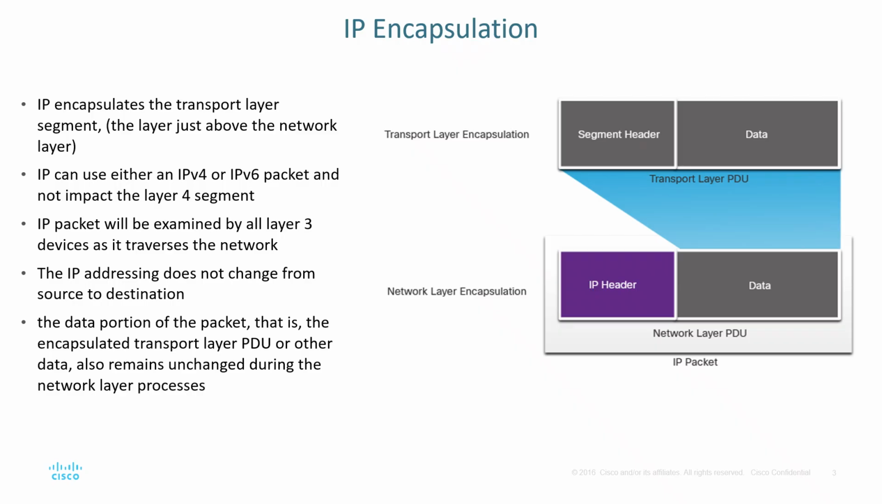An IP packet will be examined by all layer 3 devices as it traverses the network. So, however many routers this packet has to go through, at each step along the way, the router will de-encapsulate to find out what destination IP is enclosed, and it then re-encapsulates for complete encapsulation. The data portion of the packet, that is the encapsulated transport layer PDU or other data, is unchanged during the network layer process.